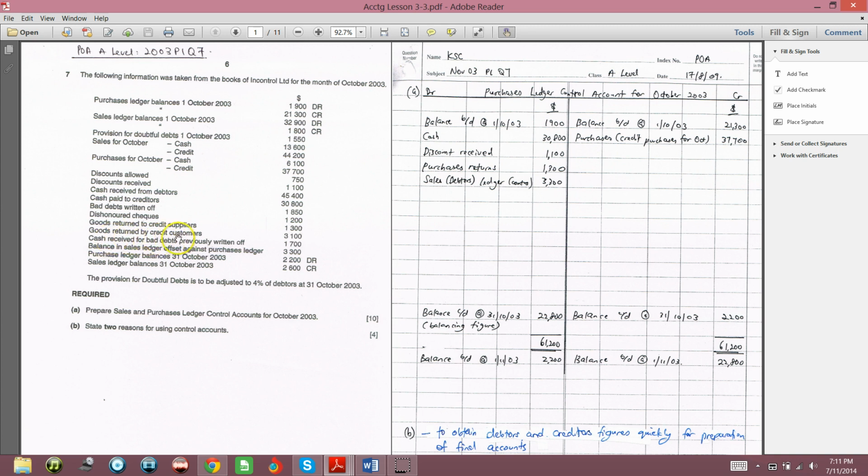Okay, so goods returned by credit customer is in the debtors control account, not here. Cash received for bad debt previously written off also belongs to the debtors control account. Balance in the sales ledger offsets against purchases ledger. What is the meaning of this? Balance in debtors ledger offset against purchases ledger.